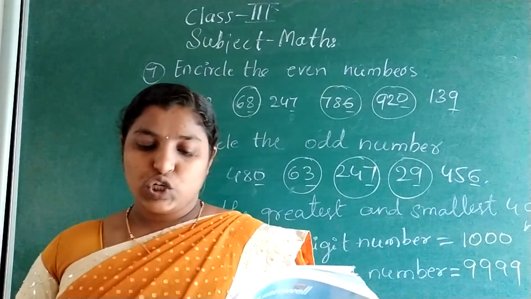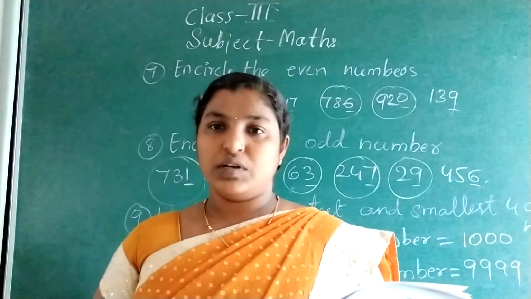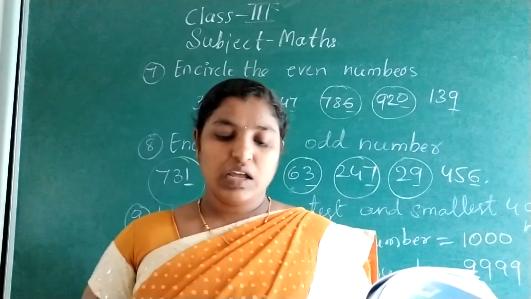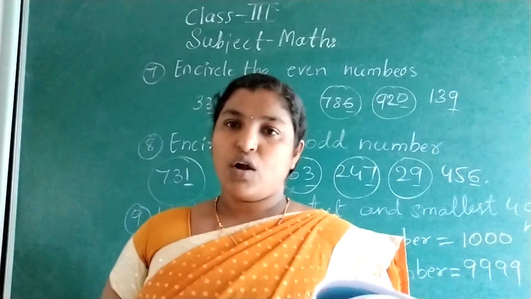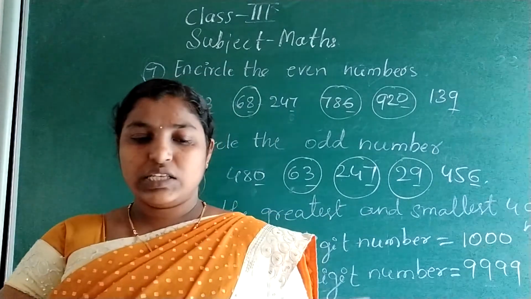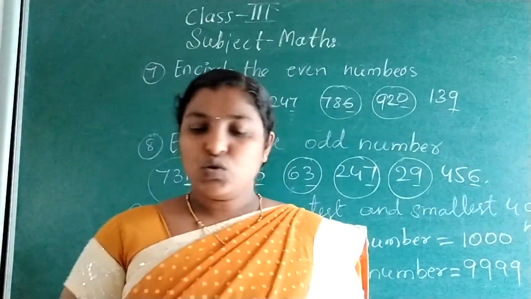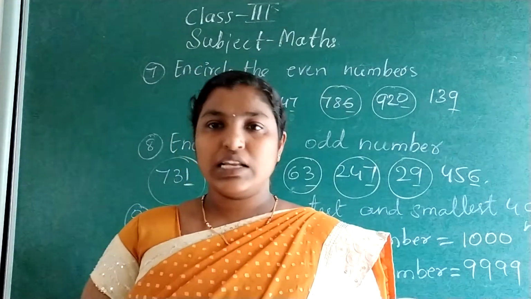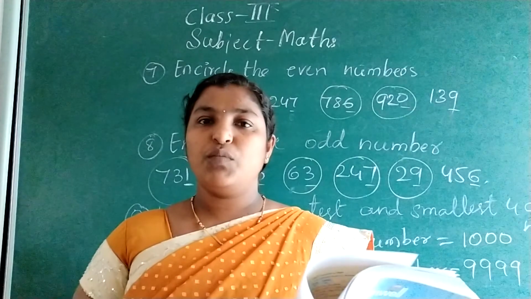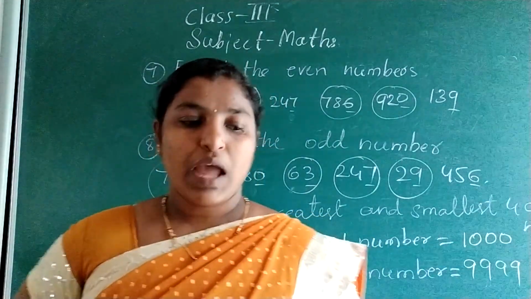Numbers with 0, 2, 4, 6, 8 in the ones place are even numbers. Numbers with 1, 3, 5, 7, 9 in the ones place are odd numbers. Already I explained these things, and the exercise we will solve in the next class. So try to solve this exercise in your rough notebook, and tomorrow I will solve it on the board, and you can compare your answers with mine.